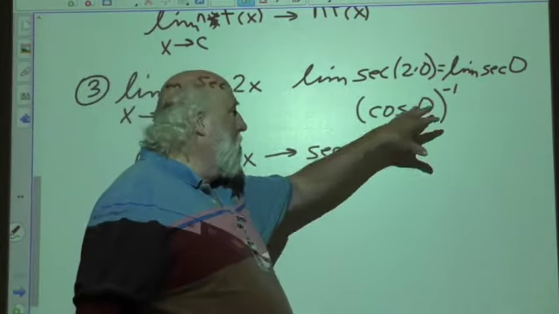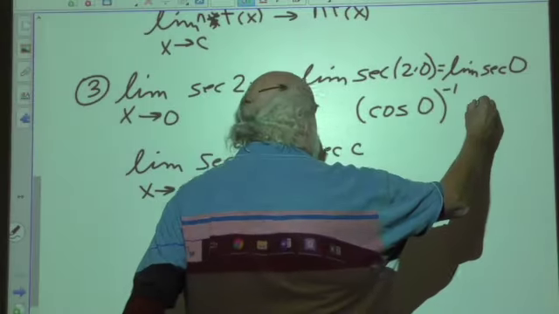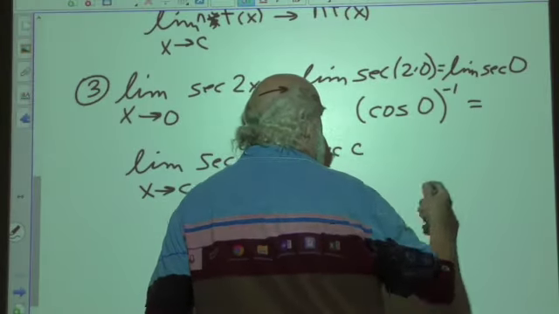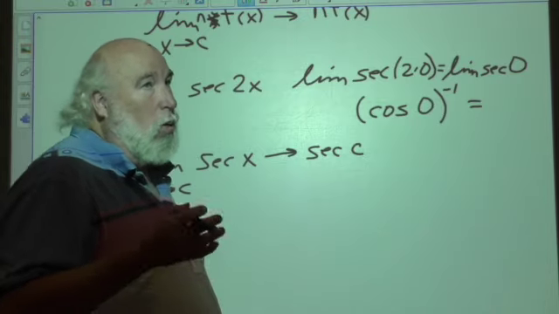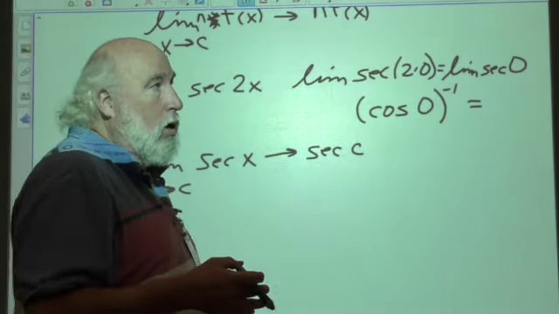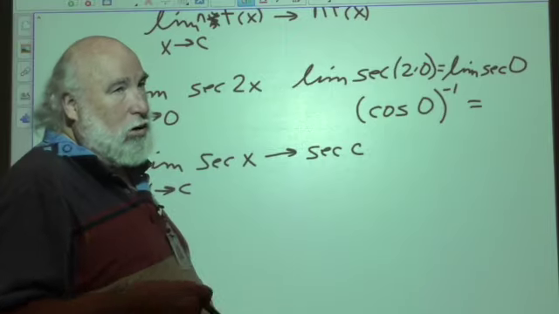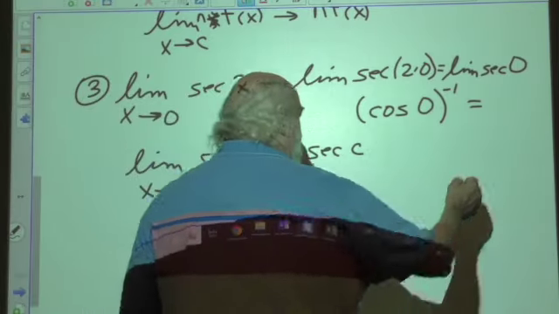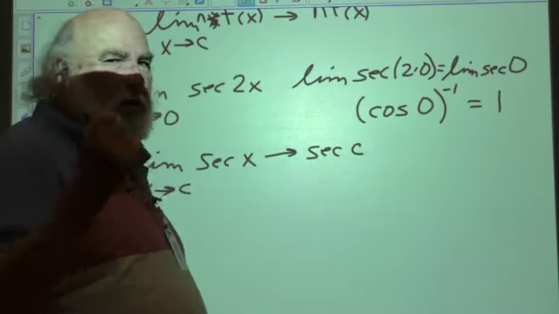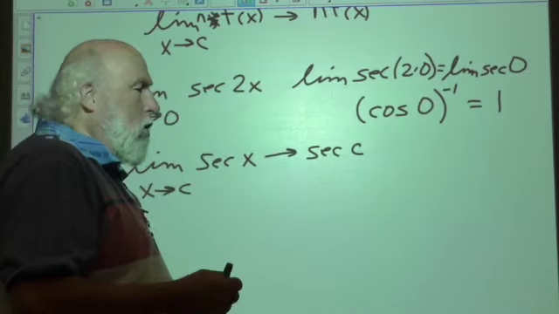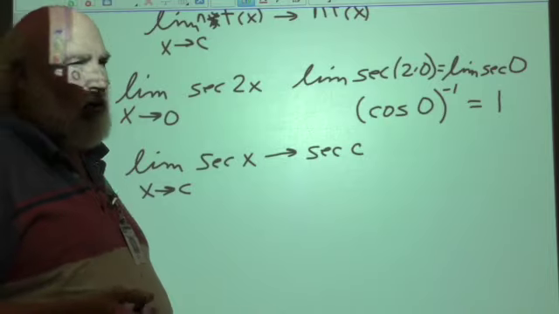This is different. So you punch that in the calculator like this, or you can understand that cosine of 0 is 1, and then the reciprocal of 1 is 1. So you do it that way. Either way, you get the answer of 1. But you've got to be really careful about what you mean as you punch these numbers in the calculator.